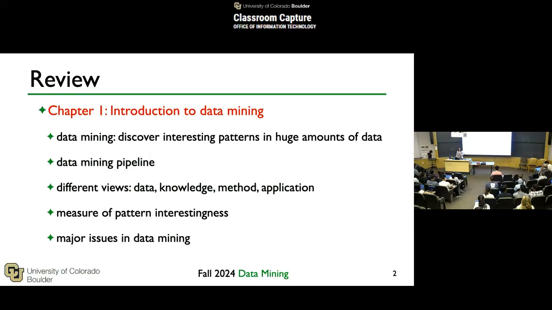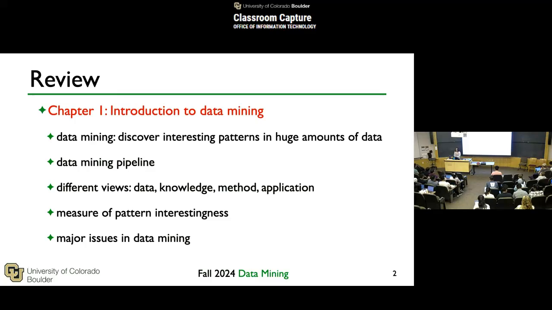All right, so a quick review of what we were talking about in the previous lecture. We started talking about the first chapter, introduction to data mining. The key things are: why do we care about data mining? What is data mining? What do we do? Some of the major issues. So, a quick review of some of the questions we covered.